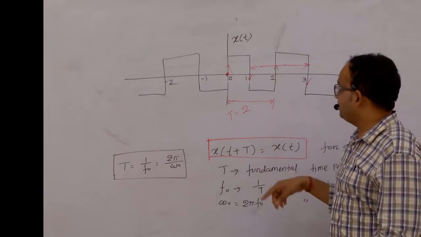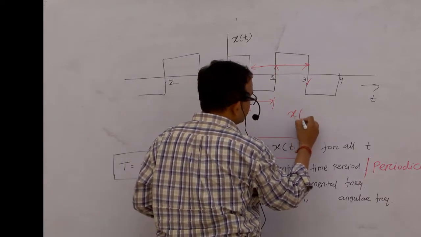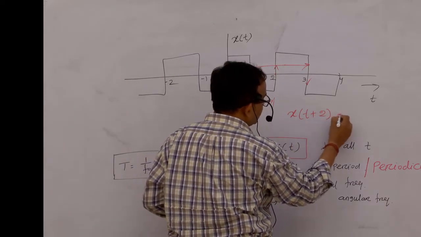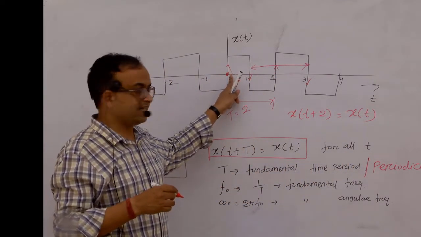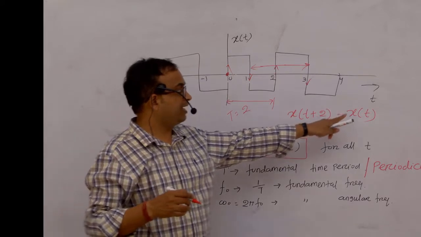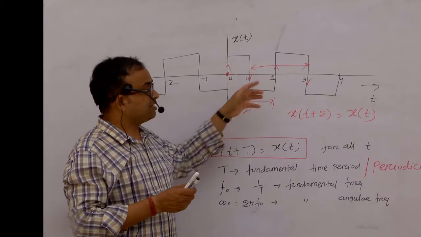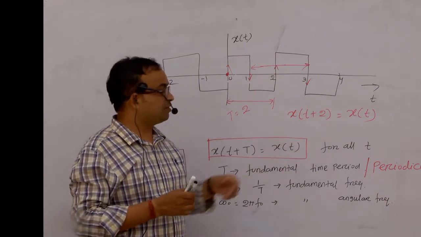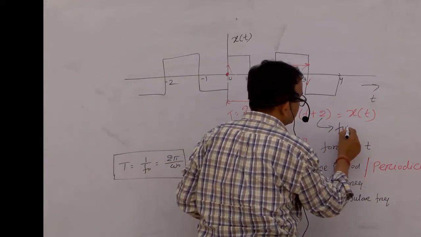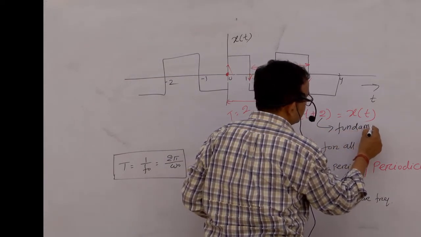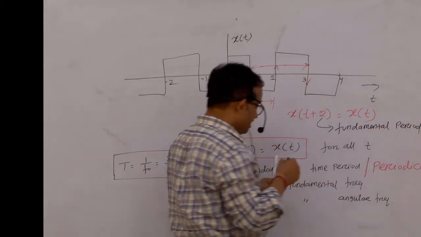So I can write x of t plus 2 is equal to x of t. For this signal, x of t plus 2 equal to x of t. It means after an interval of 2, the signal is repeating. So this 2 is known as the periodicity, or fundamental period. Getting it? So remember this thing.